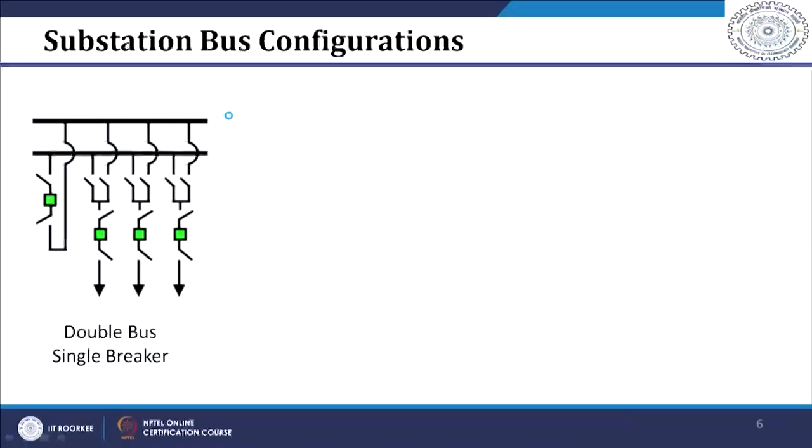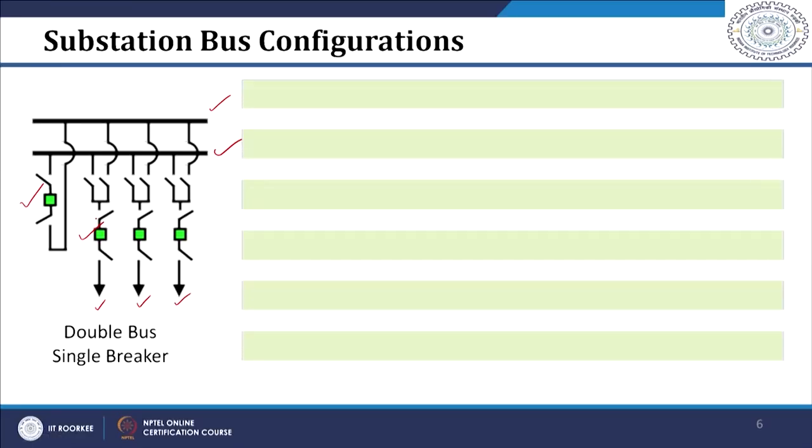Now there is a third arrangement, which is called the double bus single breaker arrangement. In this particular scheme, there are two buses shown in this figure, and then there is one tie breaker here, and for each outgoing line you can see that there is one breaker. Since each outgoing circuit has a single breaker, this is called the double bus single breaker scheme.